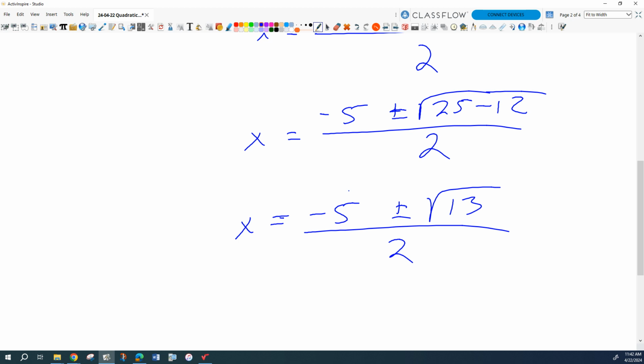What's the square root of 16? 4, right? So if we get something like that where there's a perfect square underneath the square root, then we get a very simple answer. But this time we didn't. We're stuck with a 13 under there, and that's all we can do. That's our answer. We get 2 answers, right? We get 1 for the plus and 1 for the minus.